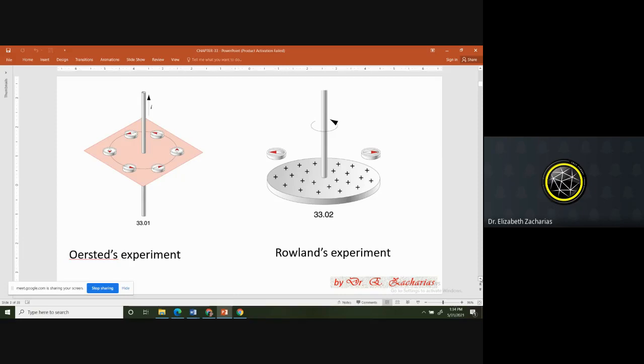So this is the first proof that a current can be a source of magnetic field. Then of course, go to the next picture. There you have Rowland's experiment. In Rowland's experiment, you are going to have a gold plate charged, and then you revolve this plate. When you revolve this plate, the charge starts moving, and when you get a magnetic compass near it, you see that the magnetic compass is going to experience a deflection.